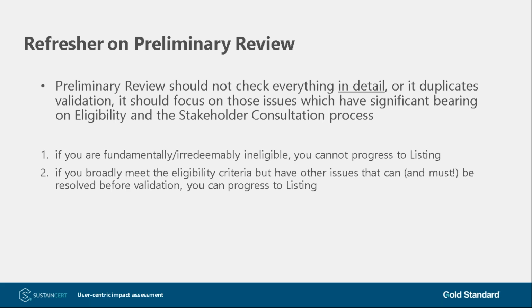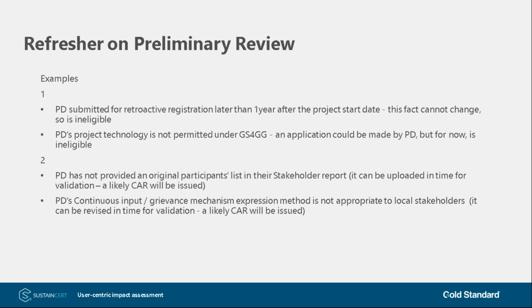For those two points, we can show some examples. An example of something irredeemably unfixable is where a project developer has submitted for retroactive registration later than one year after the project start date. This isn't a fact that's going to change through validation. It's not something that can be resolved. So it's ineligible at preliminary review, and it cannot progress to listing.